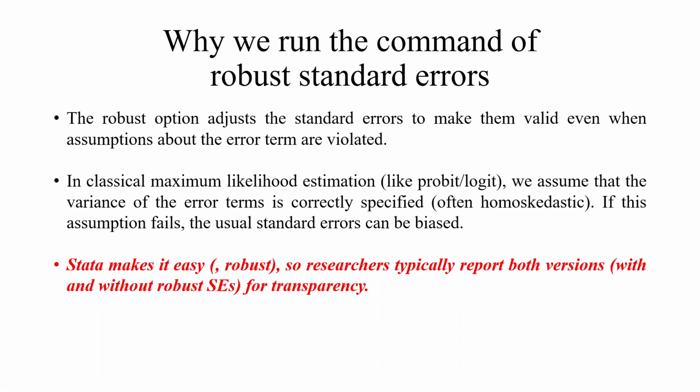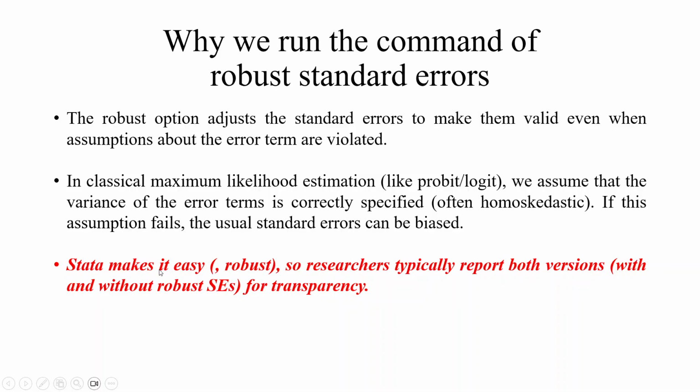Now, we will have to run the command for the robust standard errors. Why is it necessary? The robust option adjusts the standard errors to make them valid even when the assumptions about the error terms are violated. In the case of logit and probit link functions, the basic assumption is that the error terms should be homoscedastic. If it is violated, we cannot rely on the coefficients. So let's understand. In classical maximum likelihood estimation, we assume that the variance of the error terms is correctly specified. If this assumption fails, the usual standard errors can be biased.